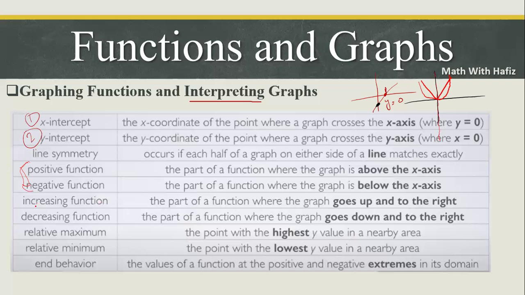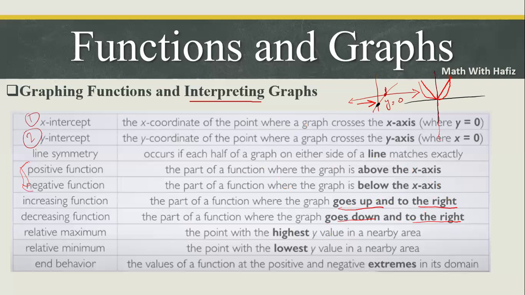Then the term increasing function comes. It means that on the graph the values of x are increasing from left to right. As the value of x increases, if the value of y is also increasing, it means the function is going up and to the right, so the function is increasing. But on the opposite side, if the value of x is increasing but the value of y is decreasing, it means the graph is going down to the right side. So the function is a decreasing function.